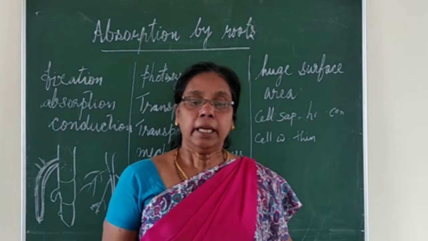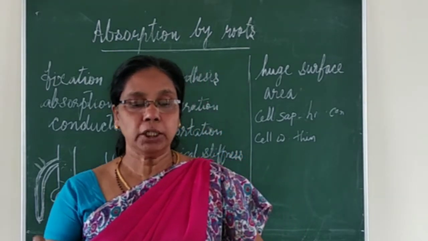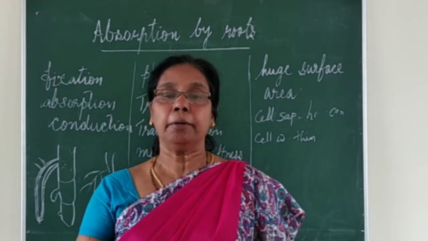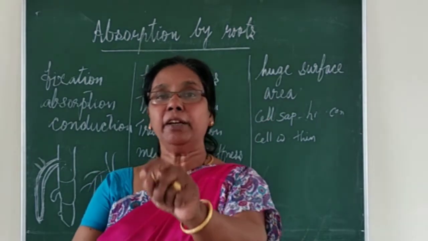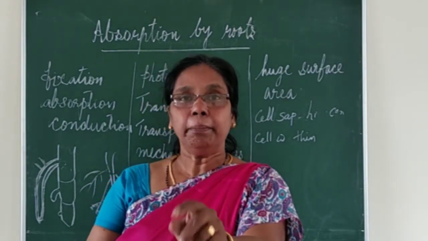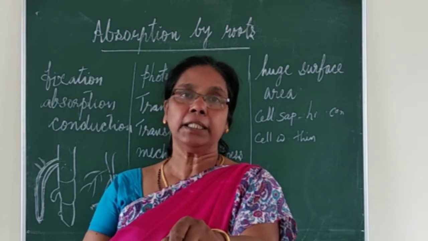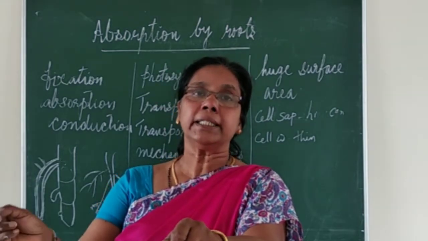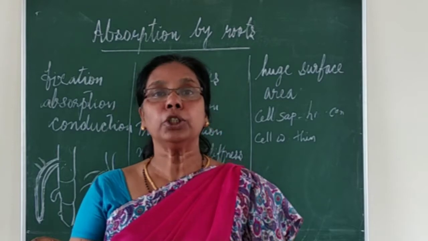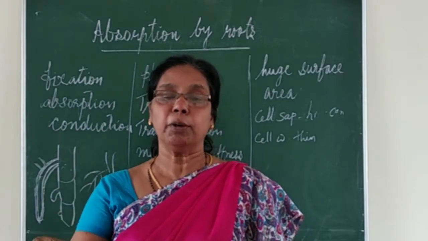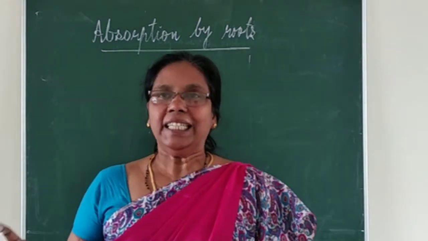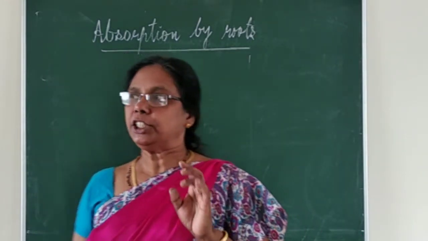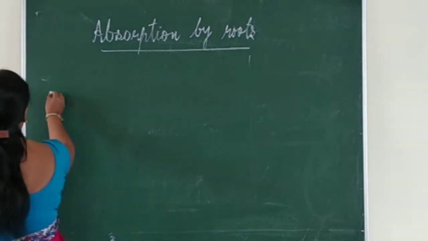Got it? Now you can see that the absorption and conduction of water and minerals from the soil to the roots happen by 5 main phenomena. There are 5 main processes taking place when water is absorbed by the roots and carried to the other parts of the plant. Each one we can study one by one. First one is imbibition. The first term is called imbibition.